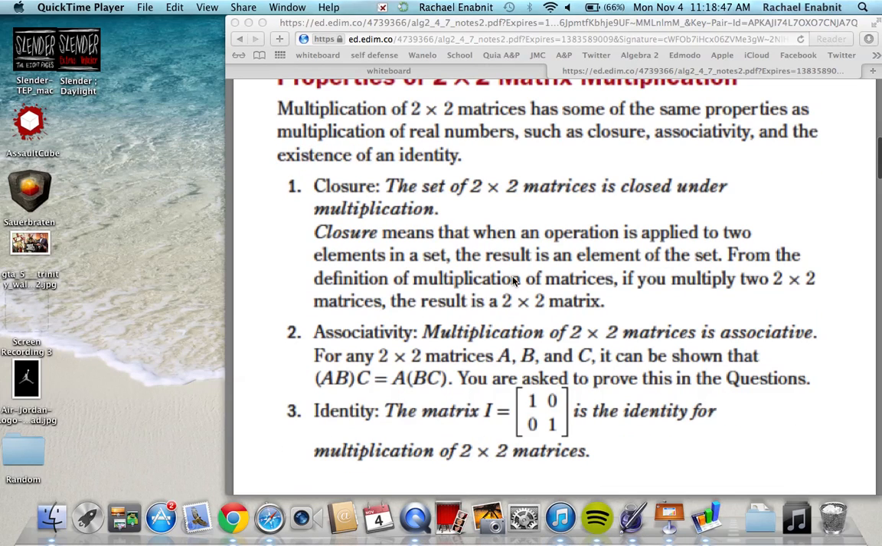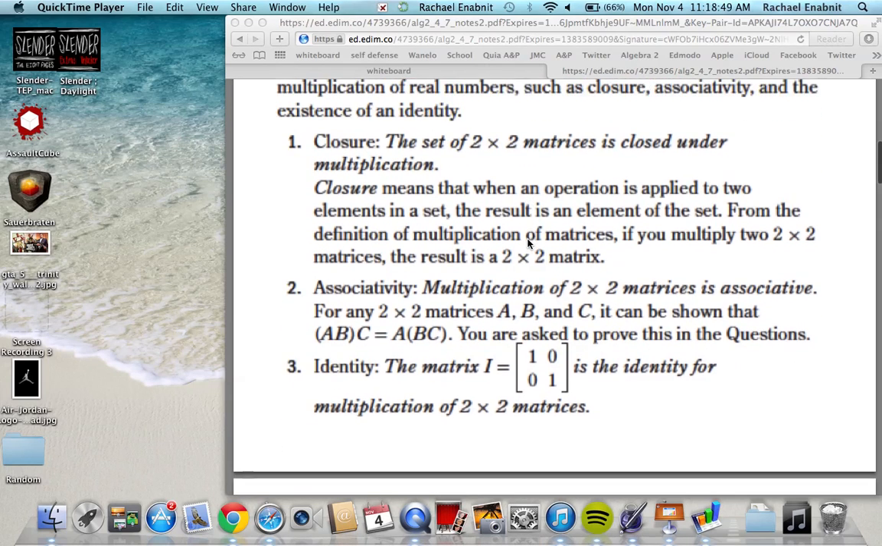Associativity. Multiplication of 2x2 matrices is associative. For any 2x2 matrices A, B, and C, it can be shown that A(BC) equals (AB)C. You are asked to prove this in the questions. Identity. The matrix I equals [1, 0; 0, 1] is the identity for multiplication of 2x2 matrices.